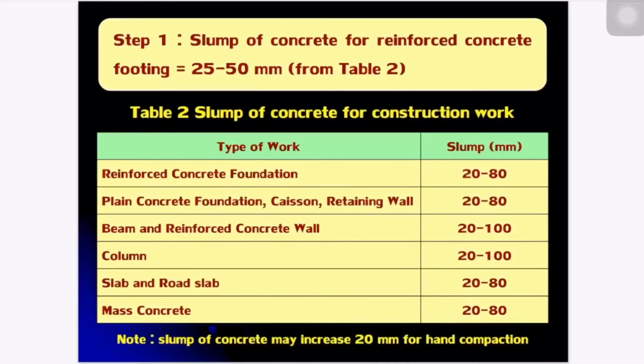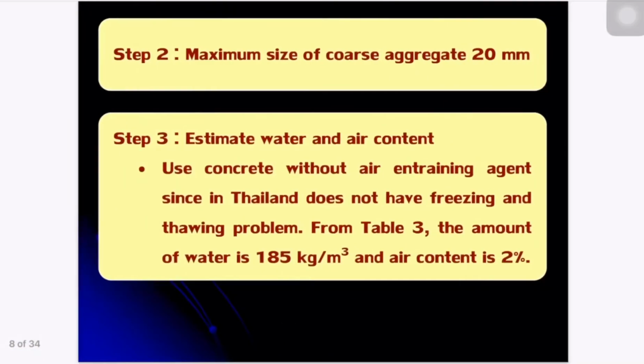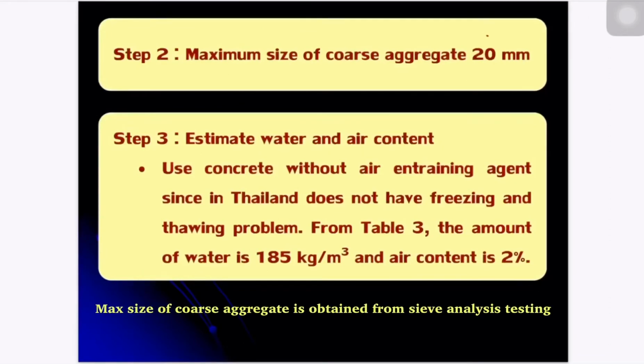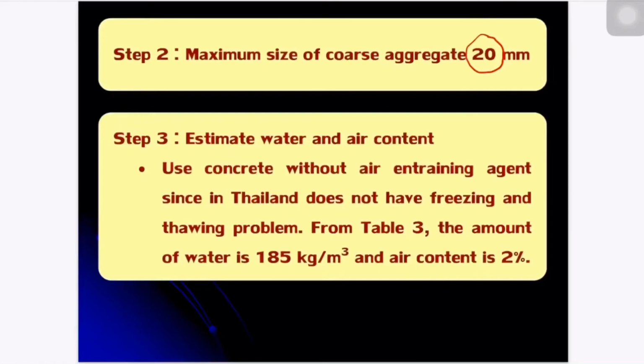But for other structures, you can use table 2 as a guideline to set the slump of fresh concrete. Step 2, the maximum size of coarse aggregate is 20 millimeters. It is given by the problem. And for concrete used in Thailand, the maximum size of the coarse aggregate is typically about 20 millimeters.